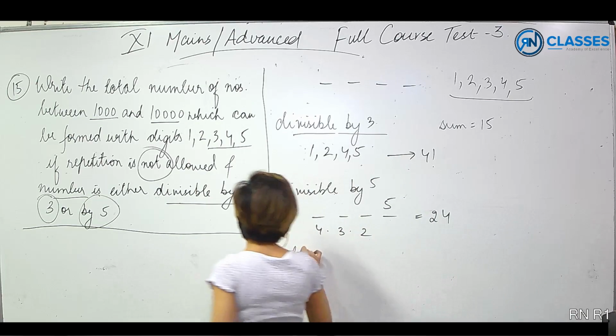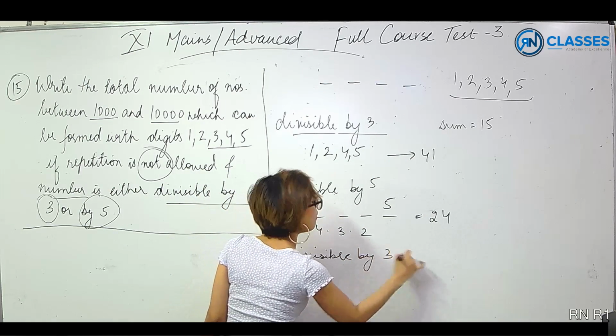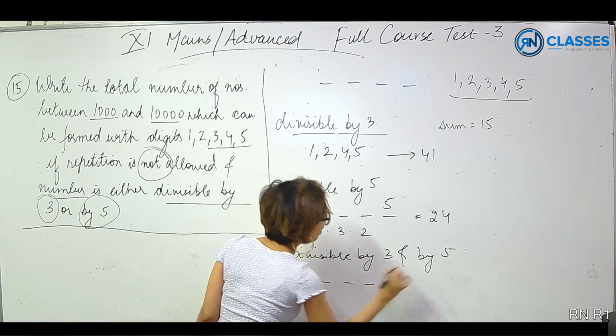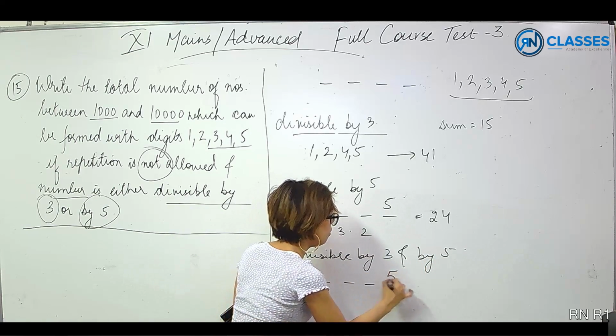So I need to talk about numbers which are divisible by 15 in short. But I will write it like this. Right? How many numbers would be there? Now first of all, I know the number is divisible by 5. So it has to be 5 over here.